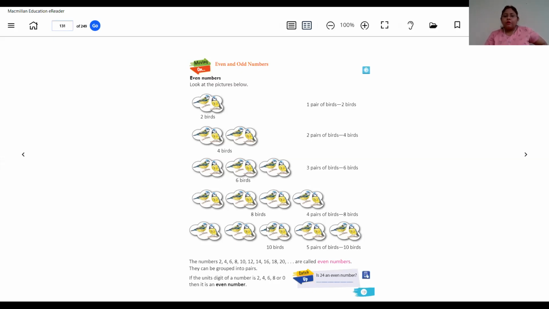So student, which numbers do we call even numbers? Find out through the examples, through the pictures. We can easily say that the numbers 2, 4, 6, 8, 10, 12, 14, 16, 18, 20, the numbers which are grouped in pairs, we call even numbers. Any doubt?